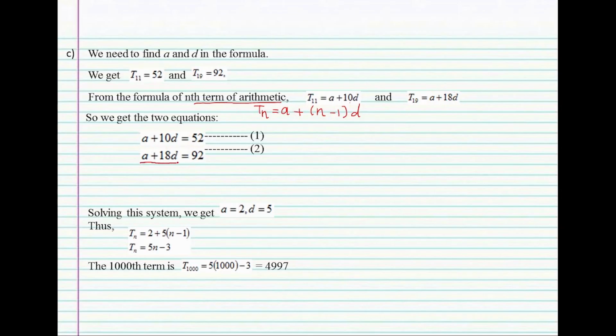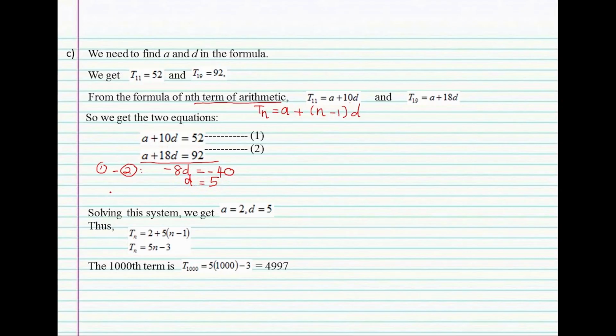And then what's next? You just have to apply some algebra here: simplify and solve the simultaneous equations. Let's say the first equation minus the second equation. We get negative 8d, so d equals 5 here. And then what we have to do is just substitute this value d equals 5 in any one equation here.